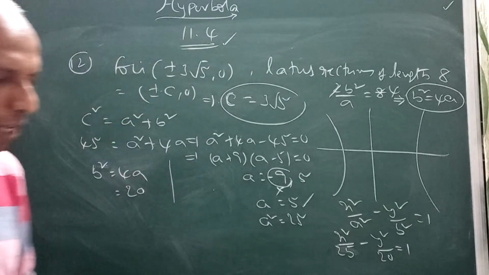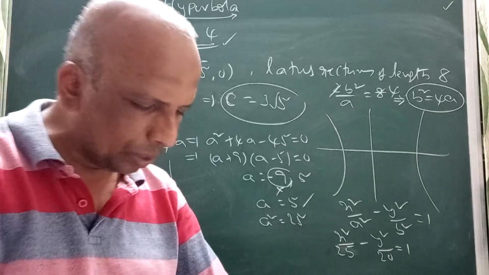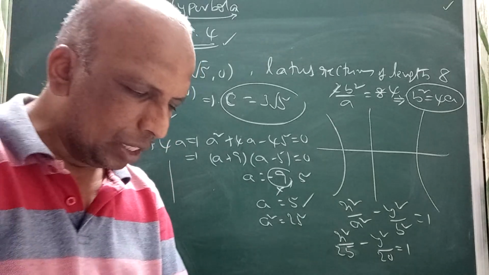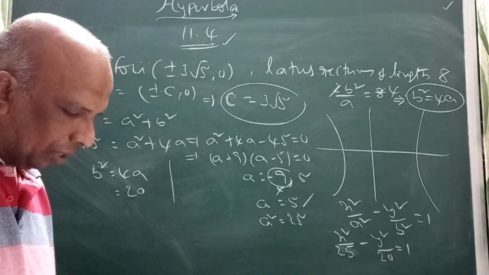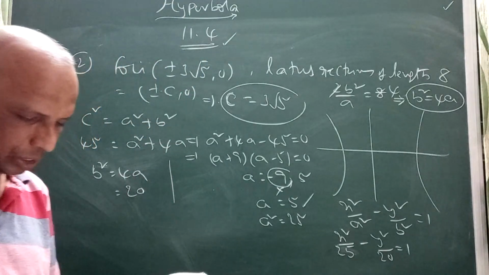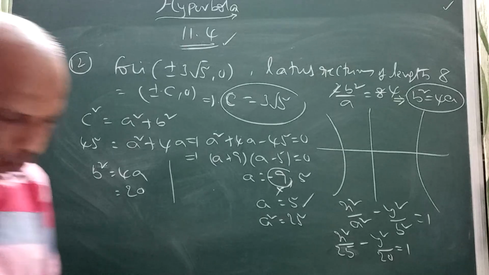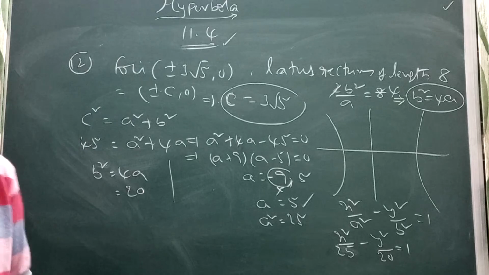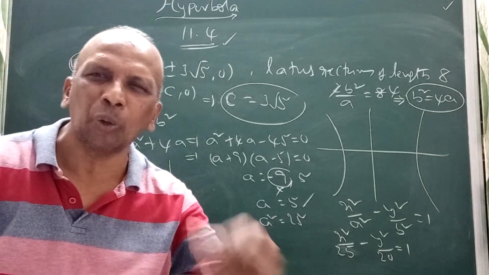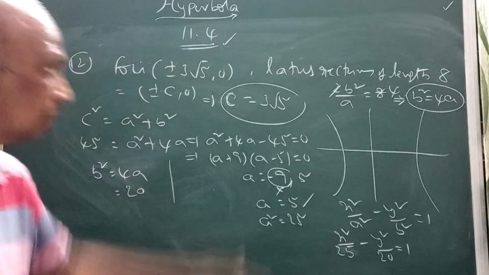Now I will discuss the next one. We have completed the 12th one, so now I will do the 13th one. The foci are plus or minus 4 comma 0 and the length of the latus rectum is 12. This is similar to the 12th one, so there is no need to do it again.